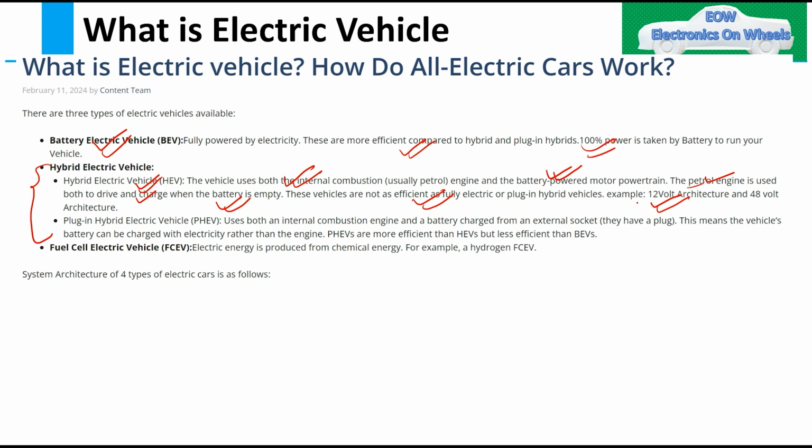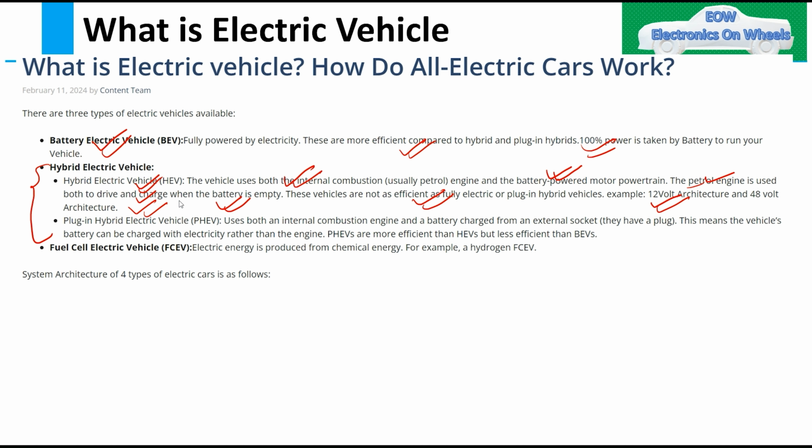First one is 12 volt architecture and 48 volt architecture. I have created one video where I have explained clearly what the 48 volt architecture and 12 volt architecture are. I will put the video link in the comment box or the description, so there you can check out those videos. If I say in brief, it means that you will have a motor which gives some power to your vehicle, and it depends on the voltage on which it is working. So you will have 12-volt architecture and 48-volt architecture.